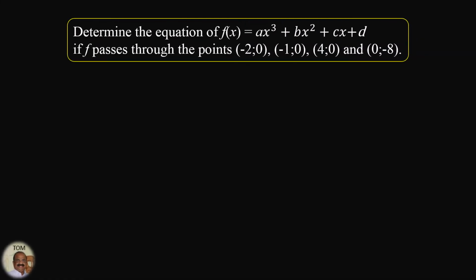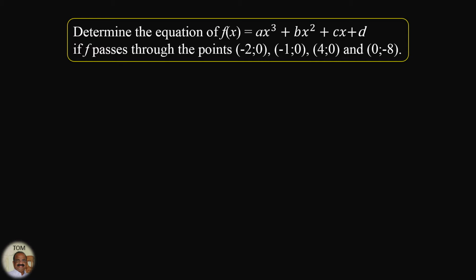Determine the equation of f(x) = ax³ + bx² + cx + d if f passes through the points (-2, 0), (-1, 0), (4, 0), and (0, -8). 4 points.